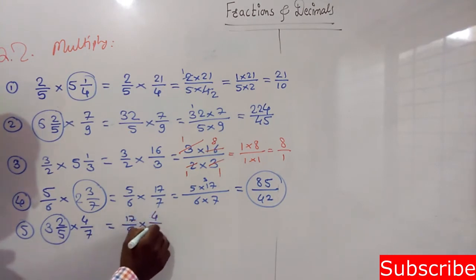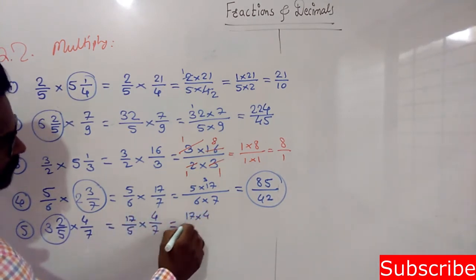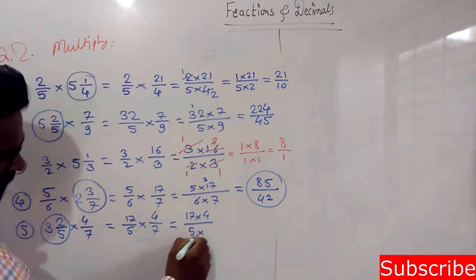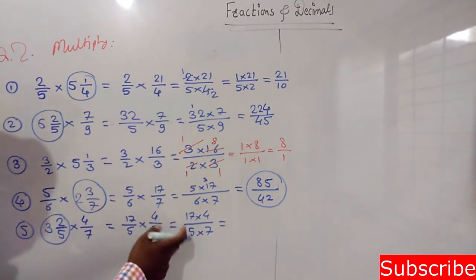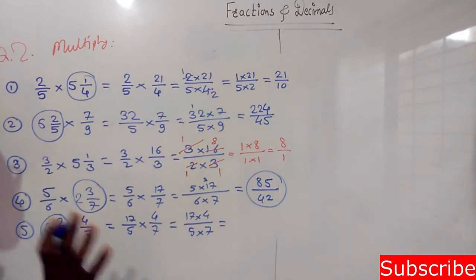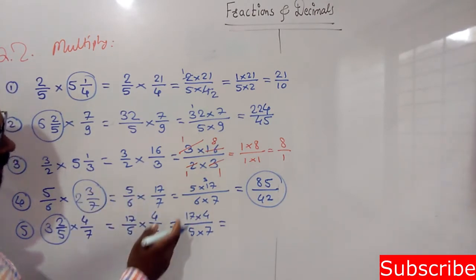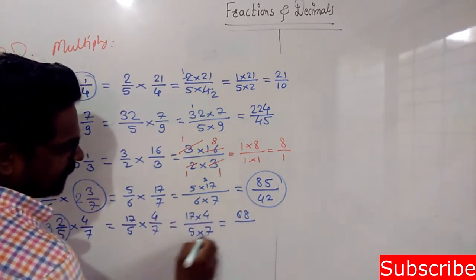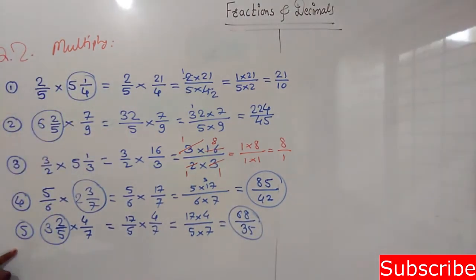So it is equal to 17 into 4 divided by 5 into 7. Okay, fine, no problem. Now first check, is there any common factor? No, there is no common factor. Now do the multiplication. 10 4s are 40, 7 4s are 28, so it is 68 divided by 5 7s are 35, and that will be your answer of question number 5.